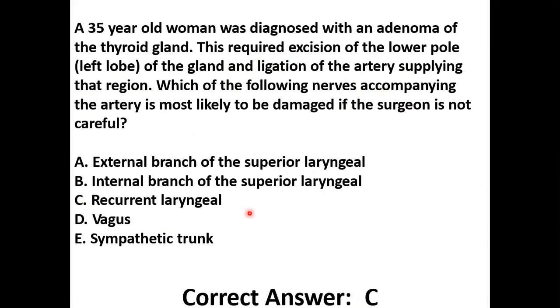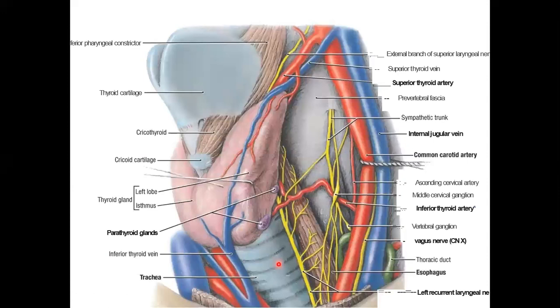So recurrent laryngeal, you can see, and so this is showing it in company with the lower pole of the thyroid gland. Okay, so here is your recurrent laryngeal nerve, and you can see it in relation to the lower pole of your thyroid gland.